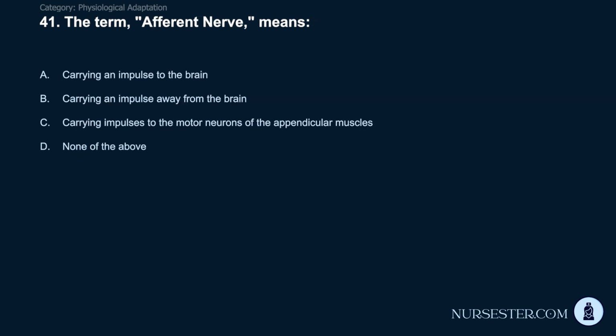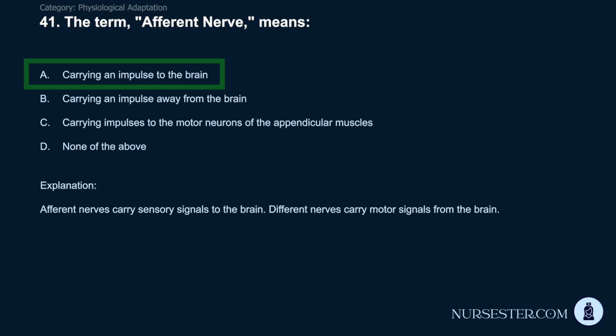41. The term afferent nerve means A. Carrying an impulse to the brain. B. Carrying an impulse away from the brain. C. Carrying impulses to the motor neurons of the appendicular muscles. D. None of the above. Correct answer, carrying an impulse to the brain. Afferent nerves carry sensory signals to the brain. Different nerves carry motor signals from the brain.